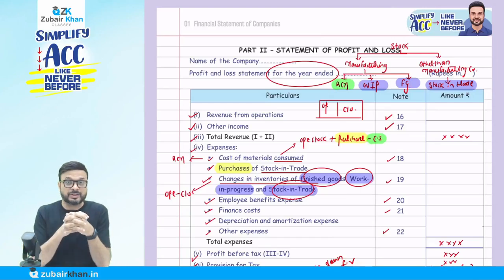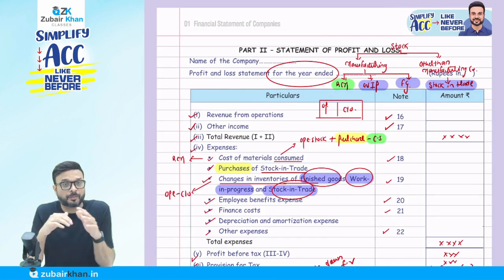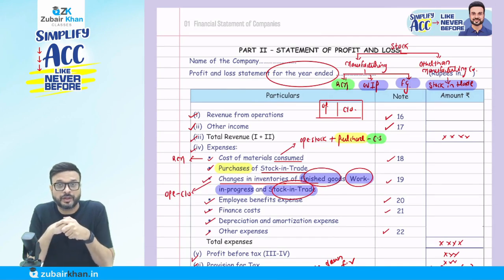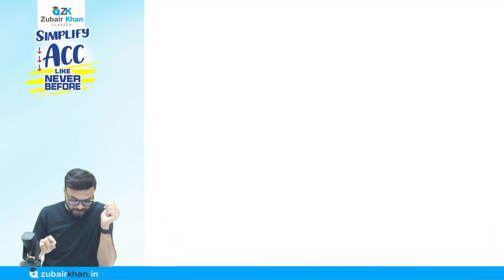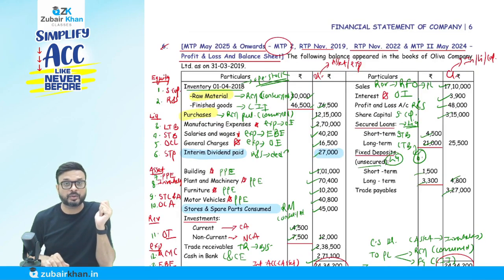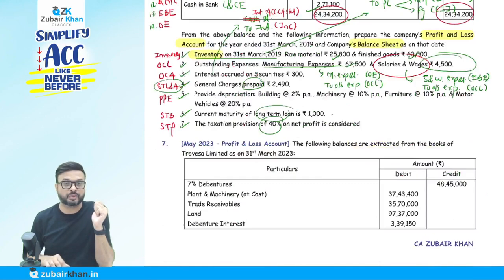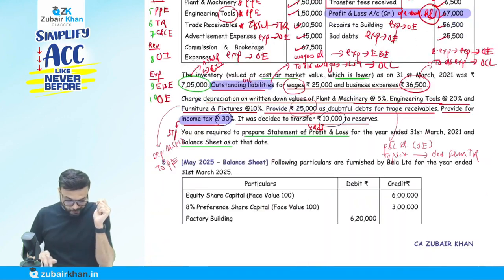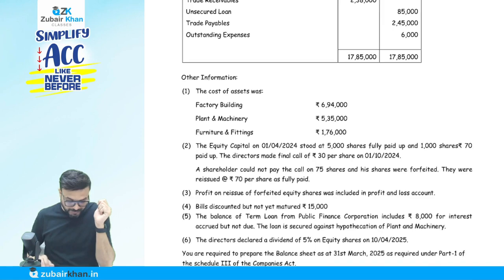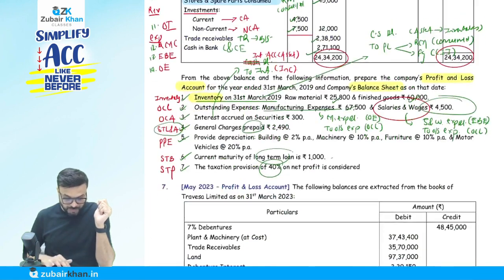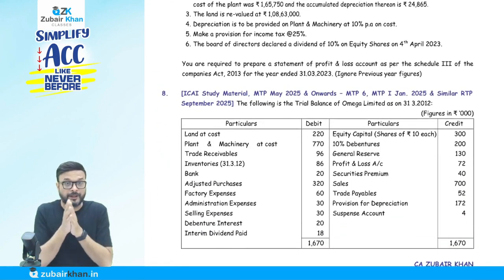In our previous session, we discussed the format of the profit and loss account. We solved some questions on it. Now, today we will start with question number 8. I know that some questions are pending, like question number 7 and question number 5. I will cover them later, but first come to question number 8.